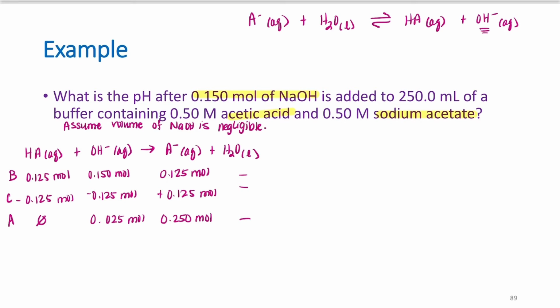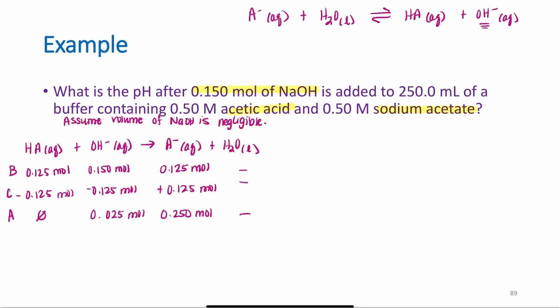But I have a common ion effect. So we've got this hydroxide in solution from the left after the neutralization reaction. There's still hydroxide left, which means that I've added some of this into solution. What's going to happen to this equilibrium? Le Chatelier's principle tells us it's going to shift backwards.